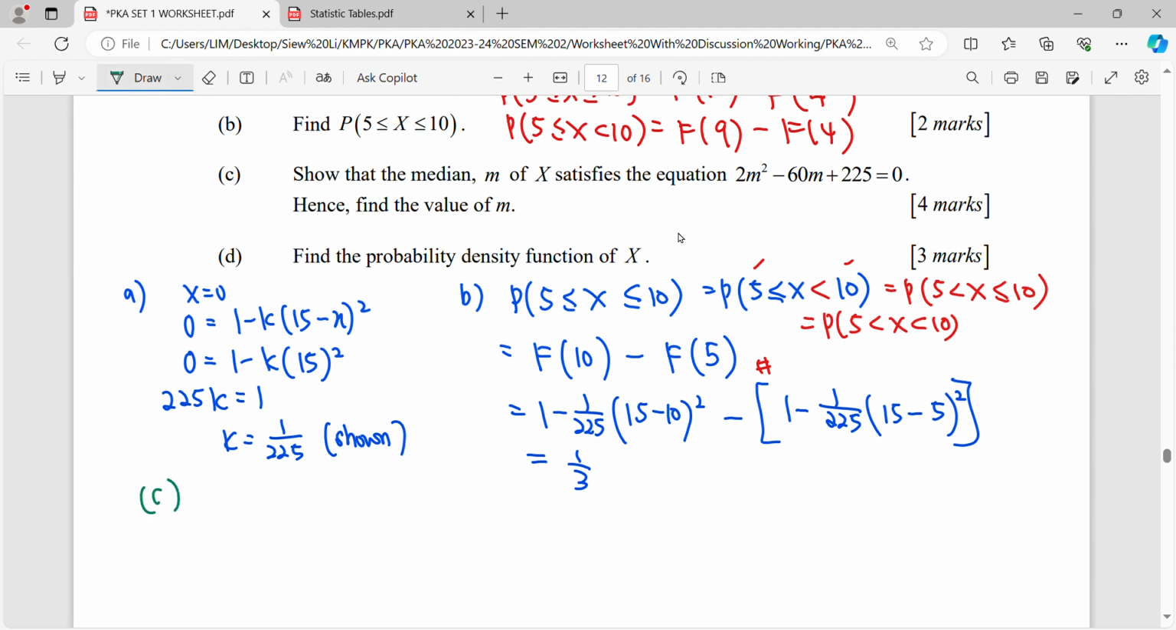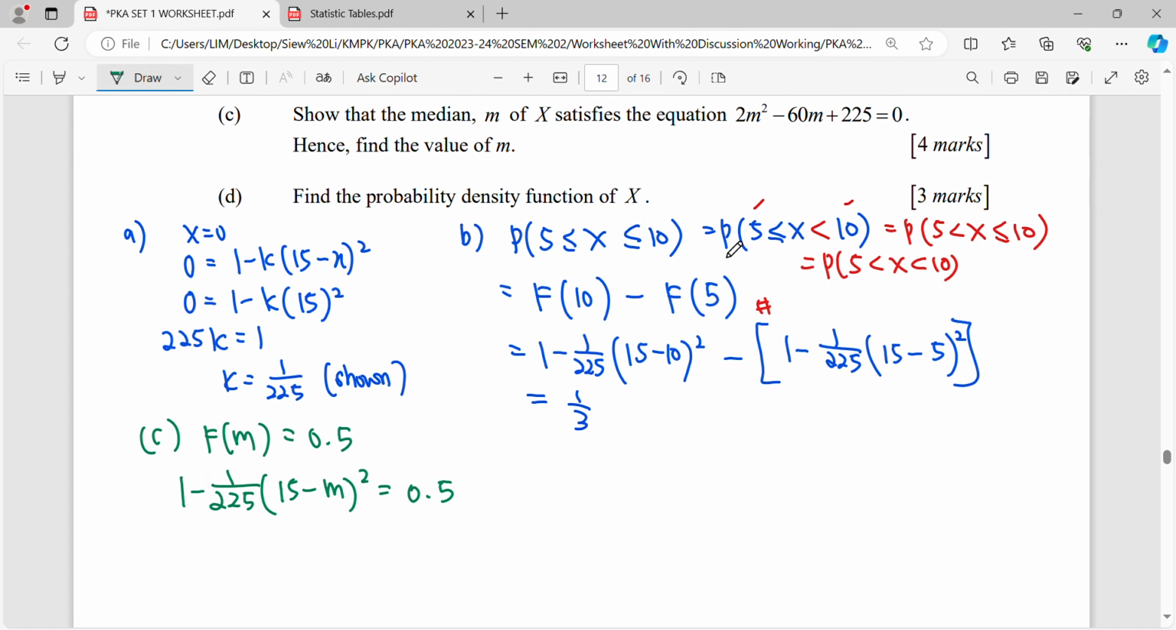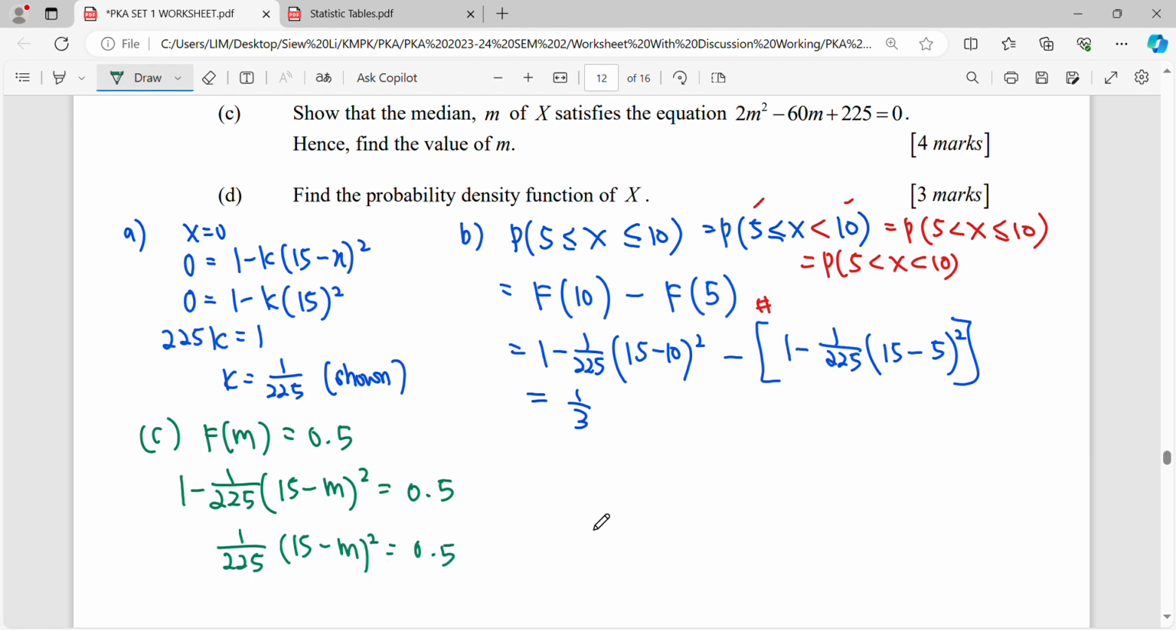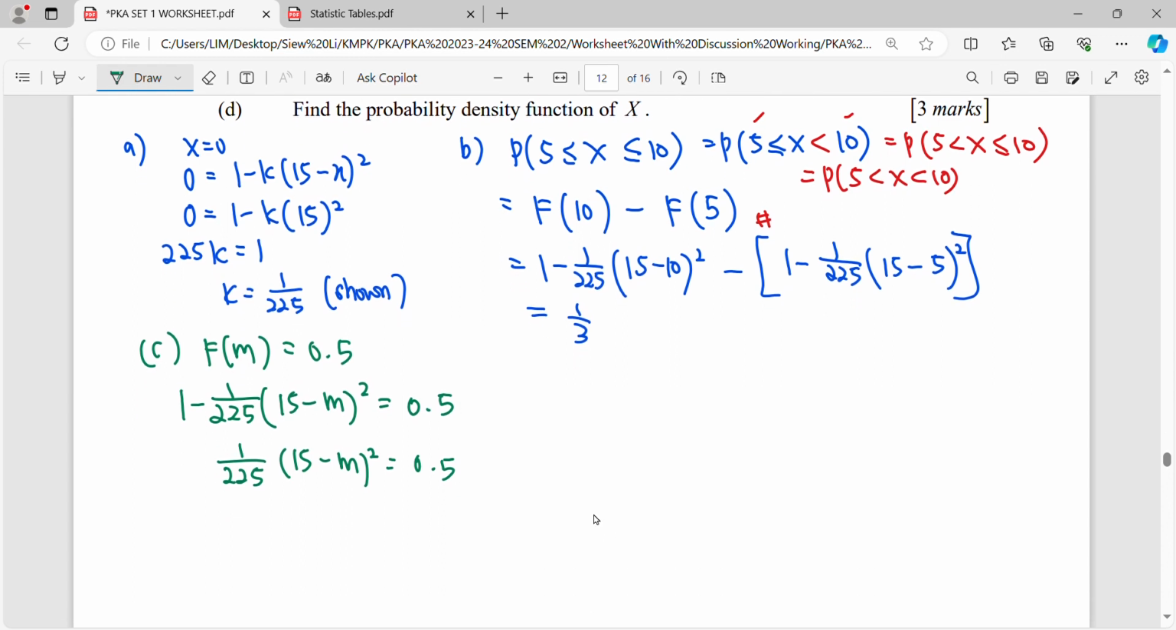Show the medians. So median using cumulative, it will be F(m) equals 0.5. Substitute the m into the cumulative function. 1 minus (15 minus m) squared over 225 equals 0.5. Then we show out this equation. Then we solve the quadratic equation. So move your 1 back to the right hand side, negative. Negative, negative become positive. Then multiply and expand.